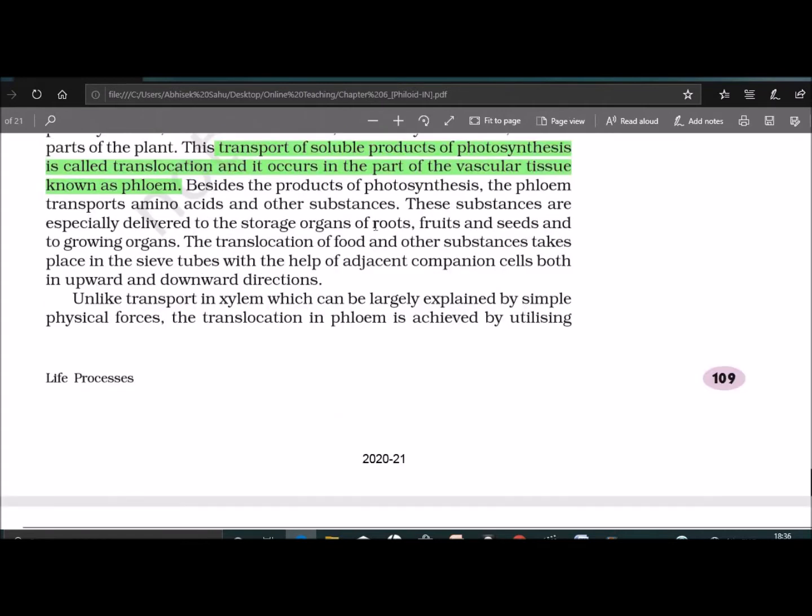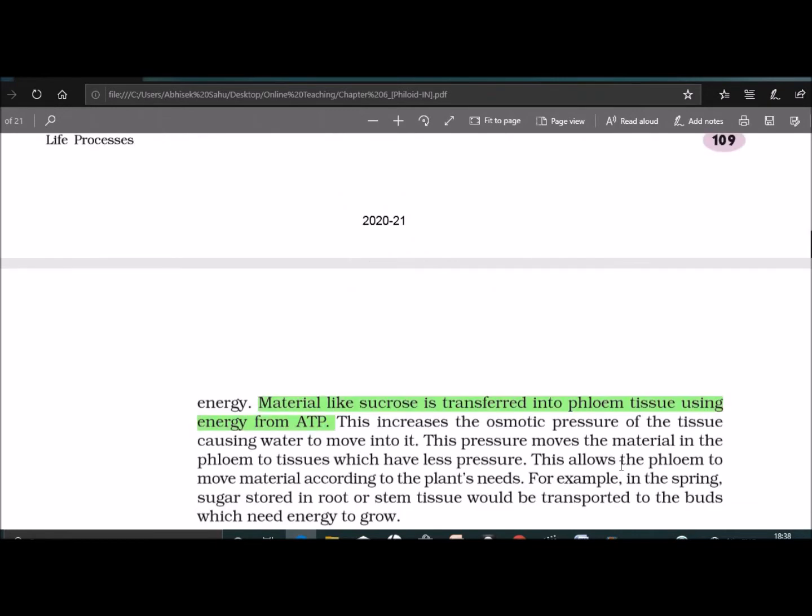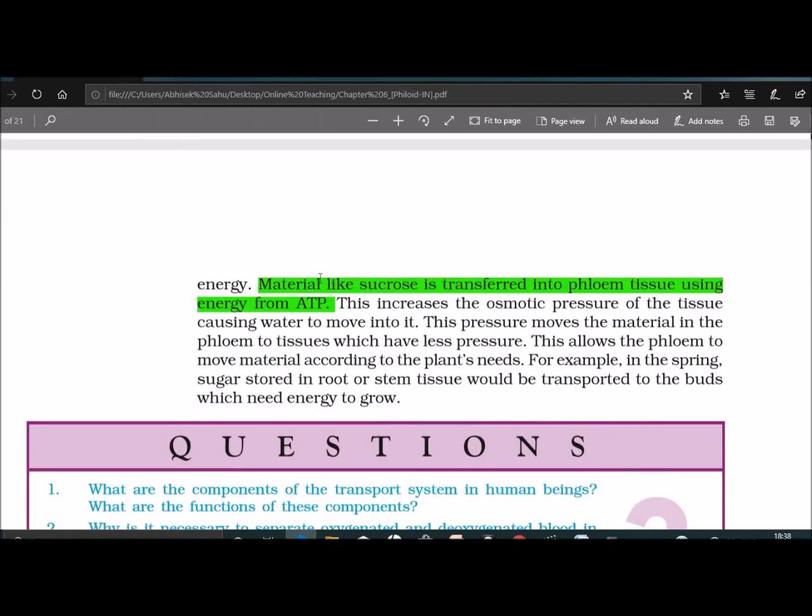The phloem transports amino acids and other substances which are essential for plant growth. The translocation of food and other substances takes place in the sieve tubes with the help of adjacent companion cells, both in upward and downward directions. Material like sucrose is transferred into phloem tissue using energy from ATP. So the xylem helps in the transportation of water and phloem helps in the transportation of food.